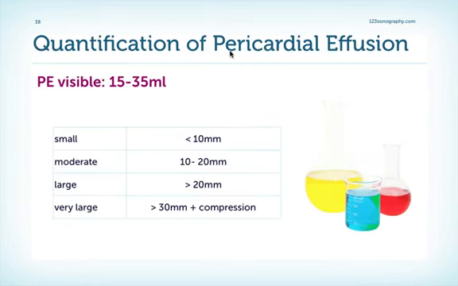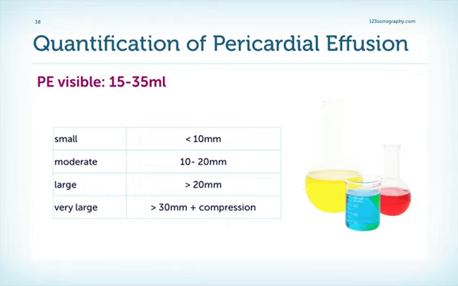In the echo report, you should always mention how large the pericardial effusion is. In other words, we should also quantify the size. Usually, a pericardial effusion is visible if it exceeds 15 to 35 milliliters. A small pericardial effusion is found if we have an echo-free space which is more than 10 millimeters, moderate between 10 to 20 millimeters, large more than 20 millimeters, and very large if it is more than 30 millimeters, and especially if it also shows some form of compression.